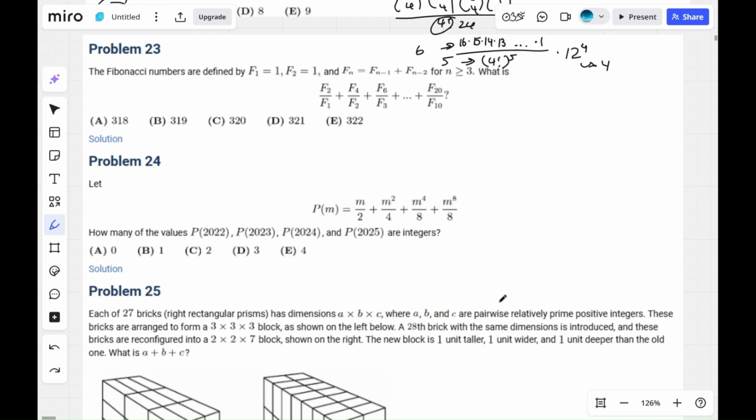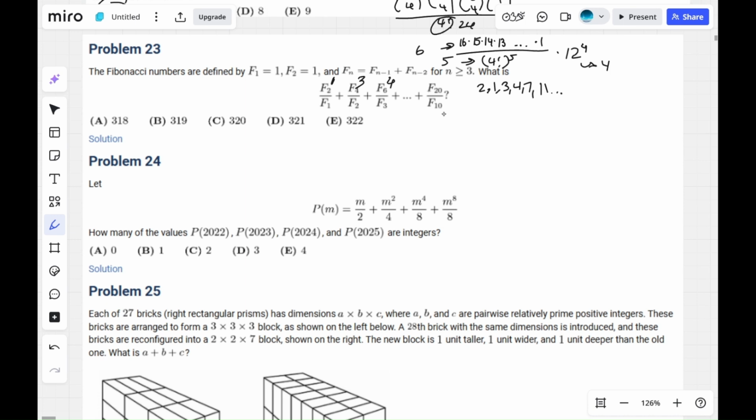So you see that this is basically the Lucas numbers, which is essentially the Fibonacci sequence, but you start with the numbers 2 and 1. So the next numbers are 3, 4, 7, 11, etc. So over here, f2 over f1 is equal to 1. f4 over f2 is equal to 3. f6 over f3 is equal to 4. And then you just keep on going.